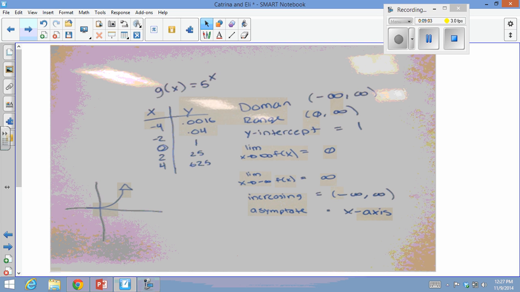To graph g of x, which equals 5 to the x, all you have to do is just plug 5 into the calculator and make the x the exponent, from which we'll make a table. And there aren't going to be any transformations on that one because there isn't any plus or minus or coefficients whatsoever. So in the table, plug in the numbers, and you should be able to make a graph out of the points you get.